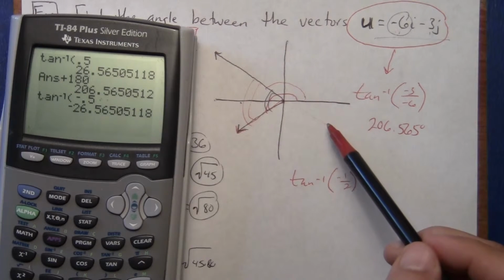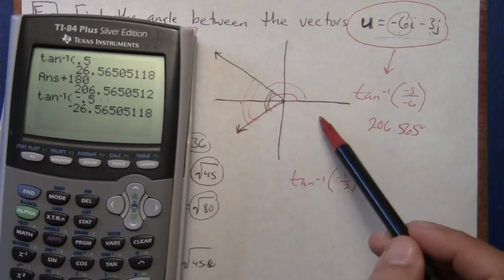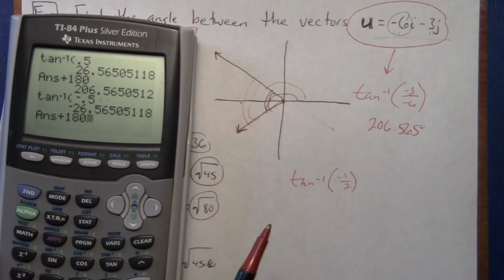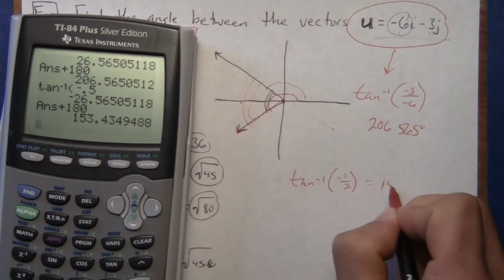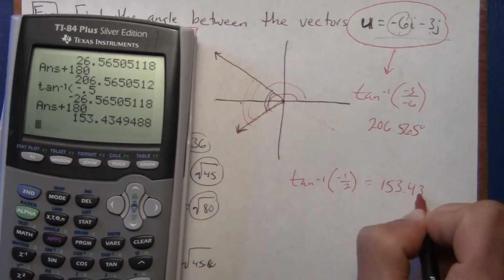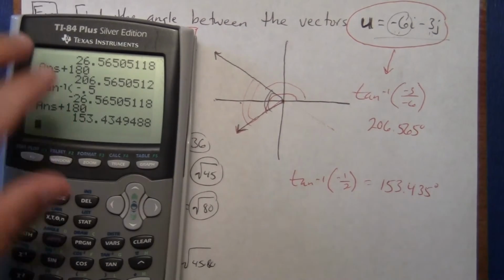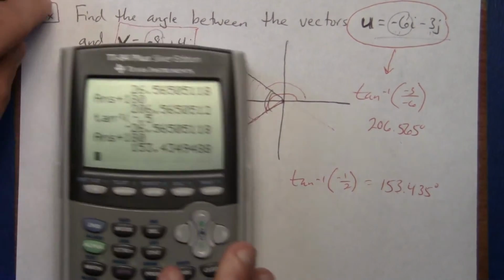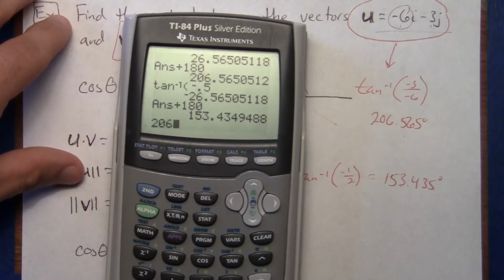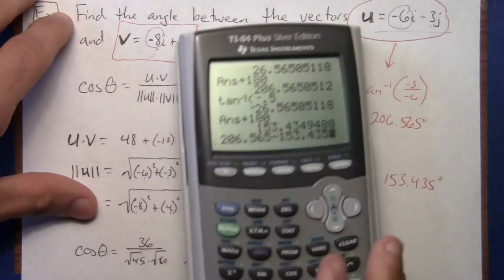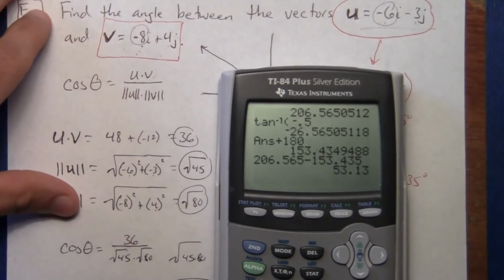Remember, anytime you're using tangent inverse, you have to be careful and think about which quadrant you're really in. So again, I need to add 180 to it. Well, really, this is 153.435 degrees. And now all I need to do is subtract them. And of course, if you take your calculator and take 206.565, subtract 153.435, we hopefully are going to get 53.13, and we do.